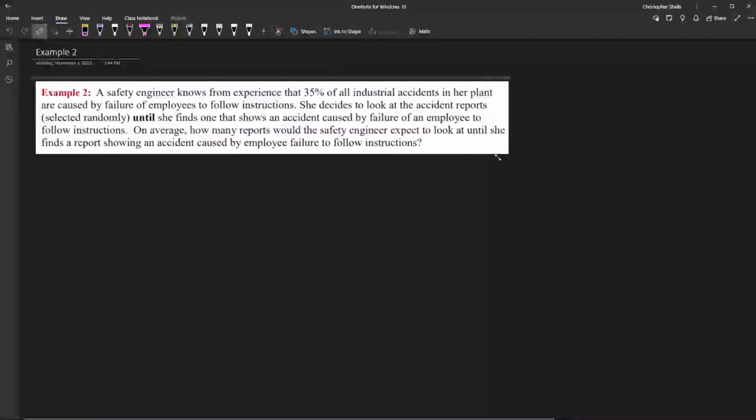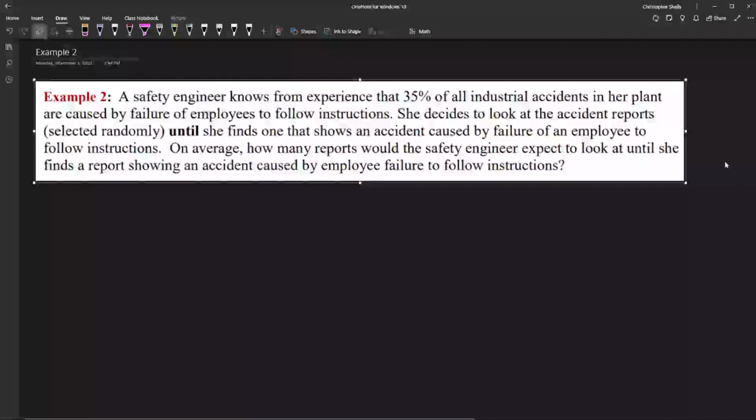For this next example, a safety engineer knows from experience that 35% of all industrial accidents in her plant are caused by failure of employees to follow instructions. She decides to look at the accident reports selected randomly until she finds one that shows an accident caused by failure of an employee to follow instructions. On average, how many reports would the safety engineer expect to look at until she finds a report showing an accident caused by an employee failure to follow instructions?